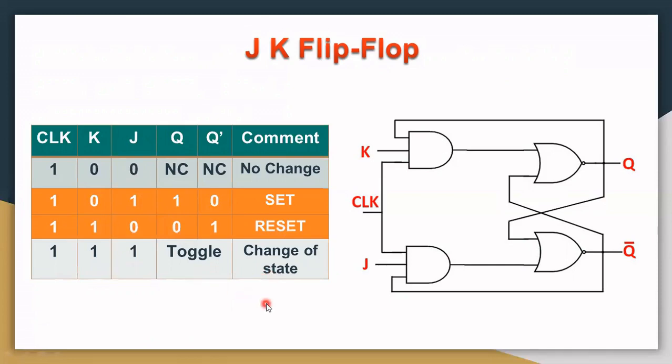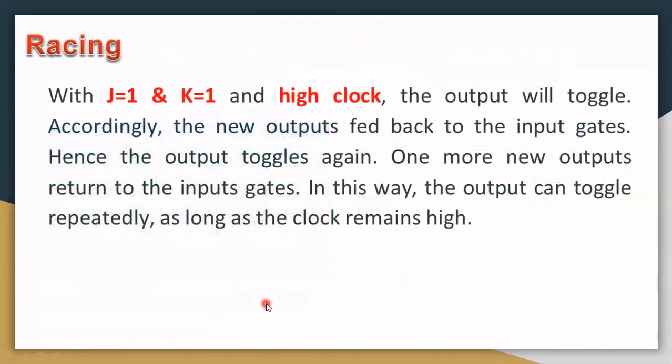This is JK flip-flop. So, the condition in which J is equal to K is equal to 1 and high clock, the output will toggle. So, there is a technical term that's called racing. With J is equal to 1 and K is equal to 1 and a high clock, the output will toggle. Accordingly, the new output is fed back to the input gates and the output toggles again.